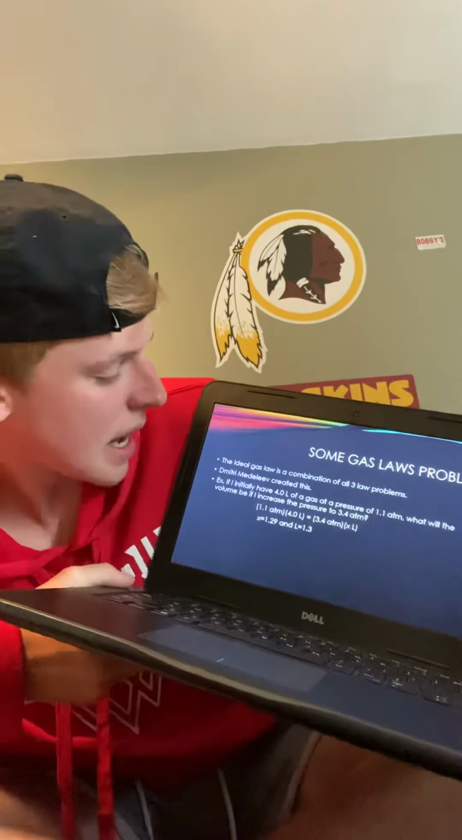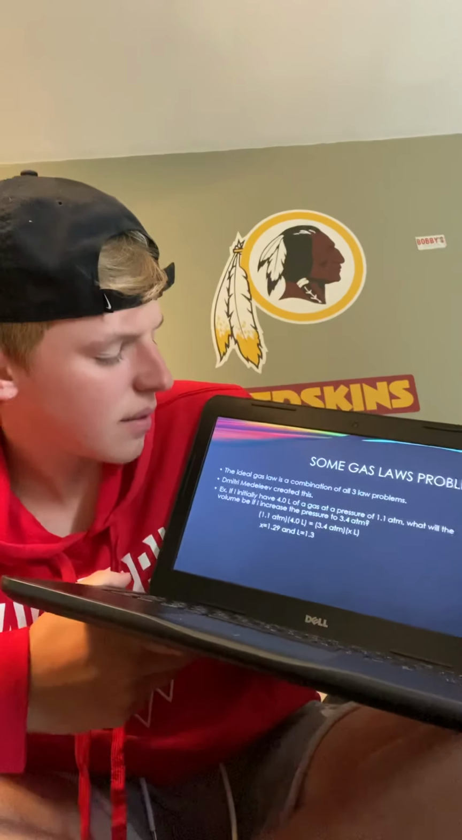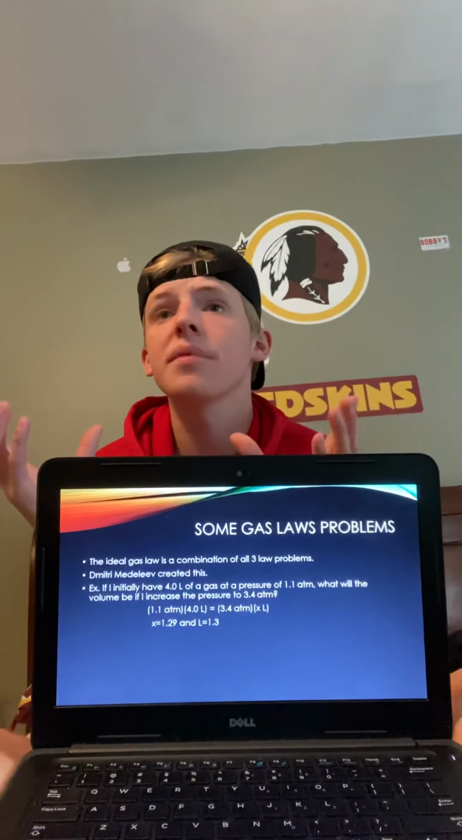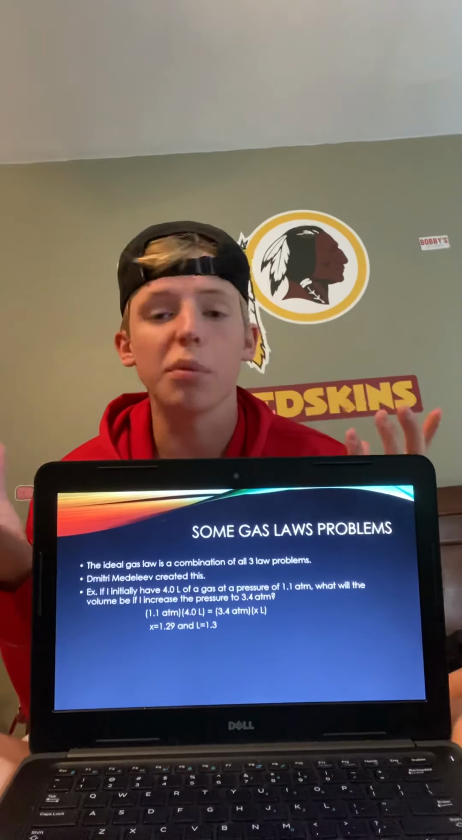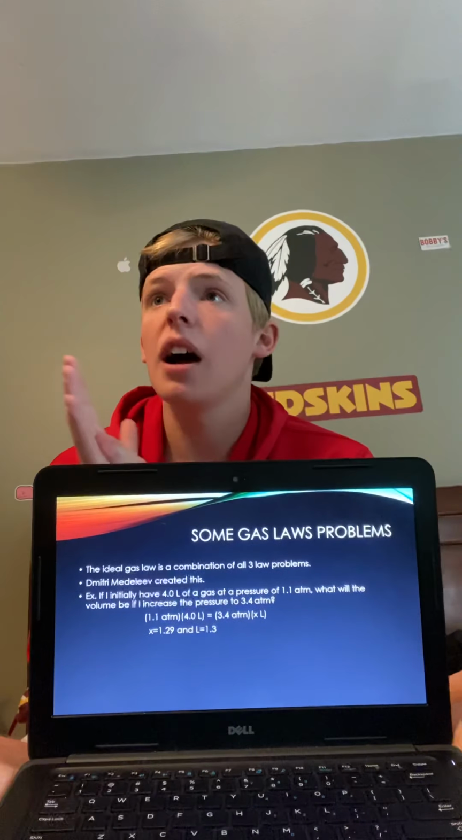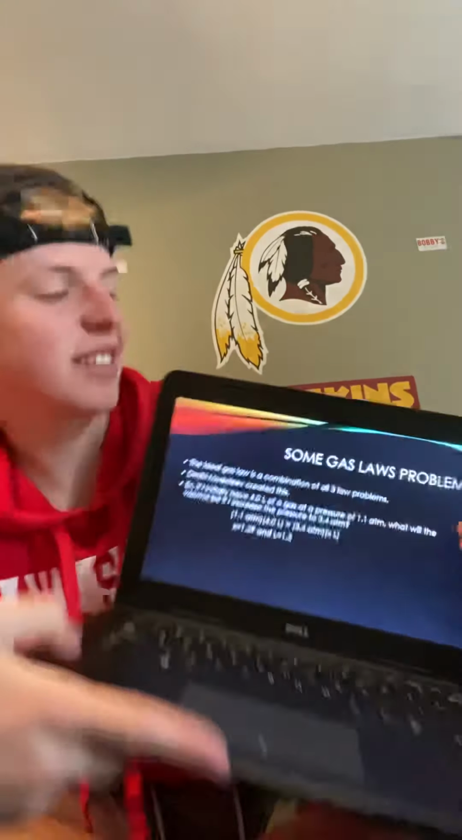So here we go. The ideal gas law is a combination of all three problems. That's what I stated. Now, Dmitry Mendeleev created this. So all these different chemistry brainiacs put all these different laws in and everything. And Dmitry just combined them all together. Put them all together. I am a very smart man, if I do say so.